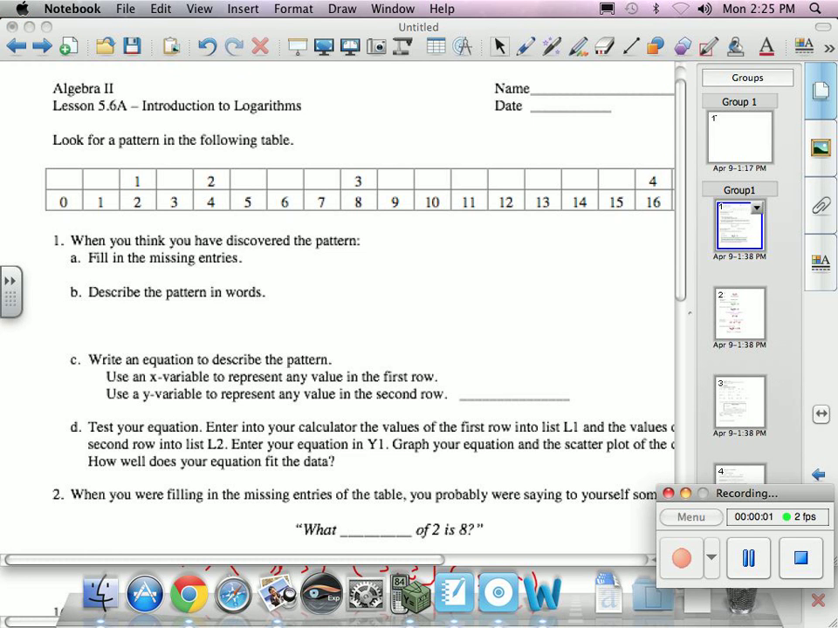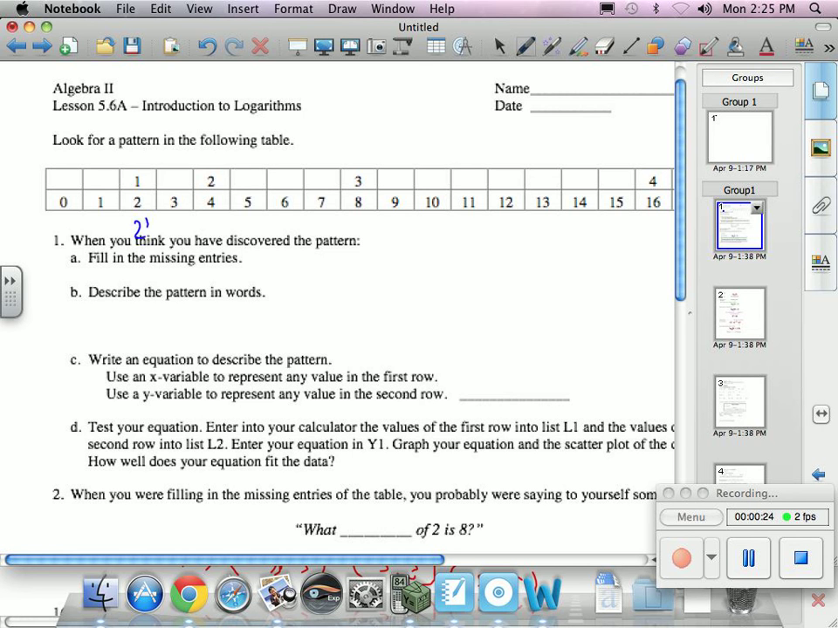All right, welcome to Math Class, and we are going to be talking about logarithms. And remember the sacred chant: logarithms are exponents. That's the only thing you really need to get out of this. Logarithms are exponents.